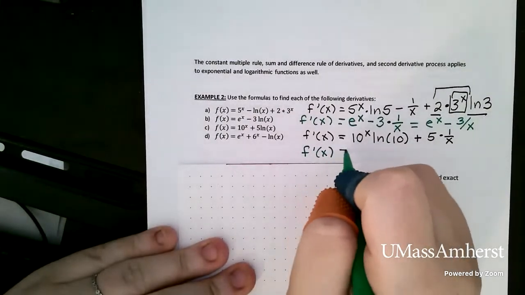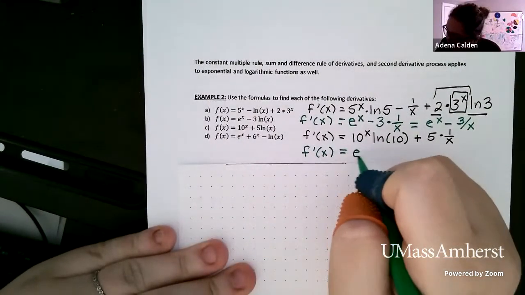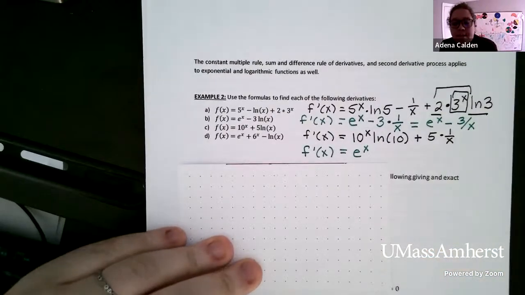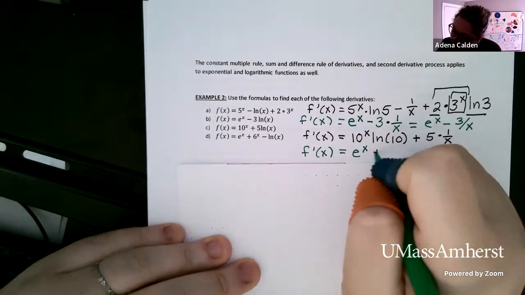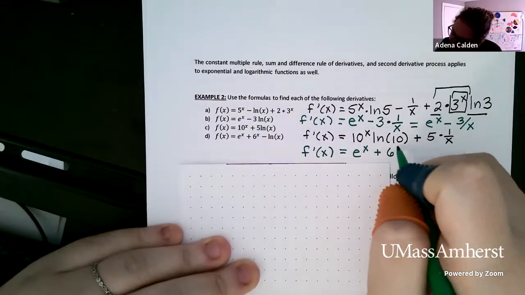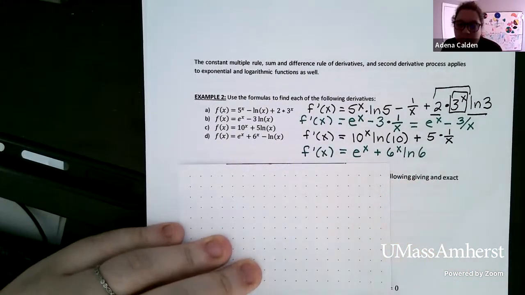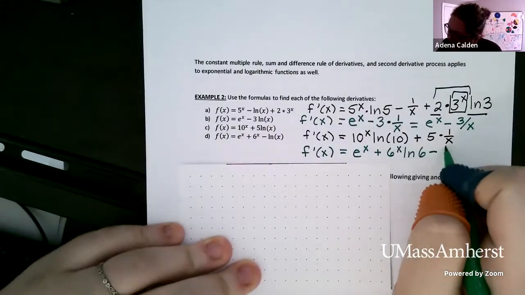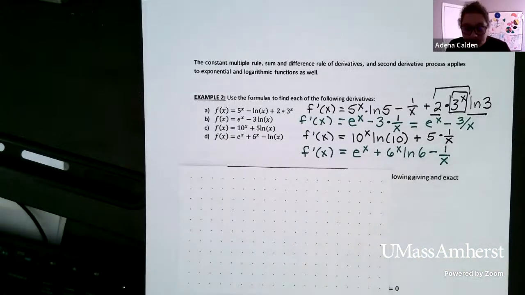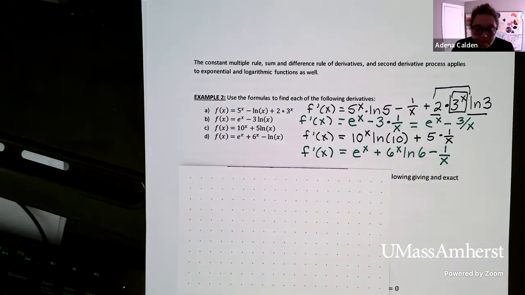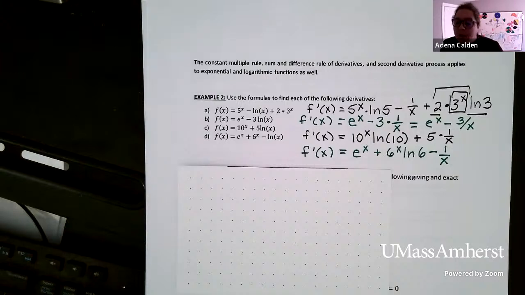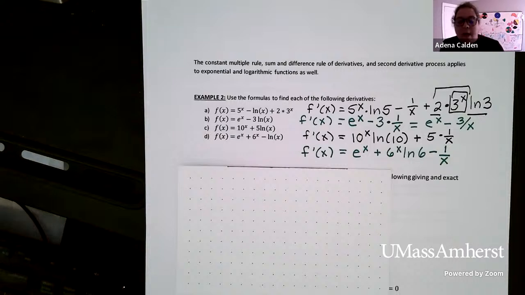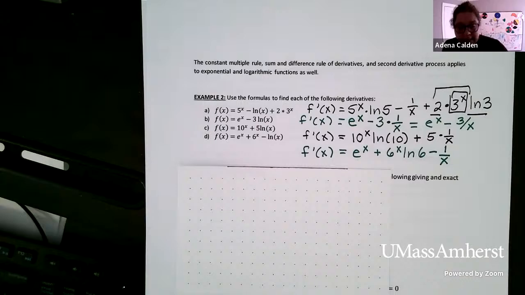the last one here, the first term is e to the x. The derivative of e to the x is e to the x. Plus the derivative of 6 to the x is 6 to the x times the natural log of 6, minus, now the derivative of ln x is 1 over x. Again, when you have constants in front, they multiply the derivative. And if you have things separated by addition and subtraction, you just go term by term and find the derivative of each piece.